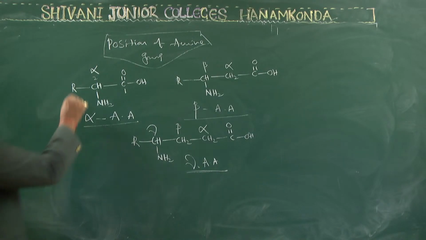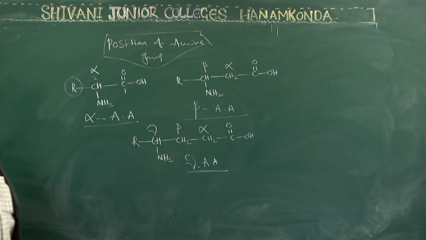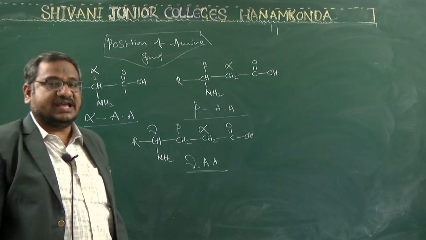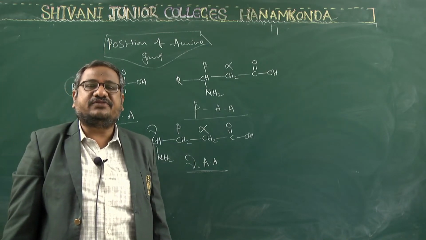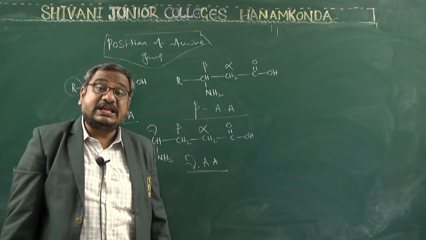In the place of R, you may substitute any alkyl group, whatever it may be. If you substitute different types of alkyl groups, you get different types of amino acids. In total, 25 amino acids are there. In those 25 amino acids, we have 2 amino acids.